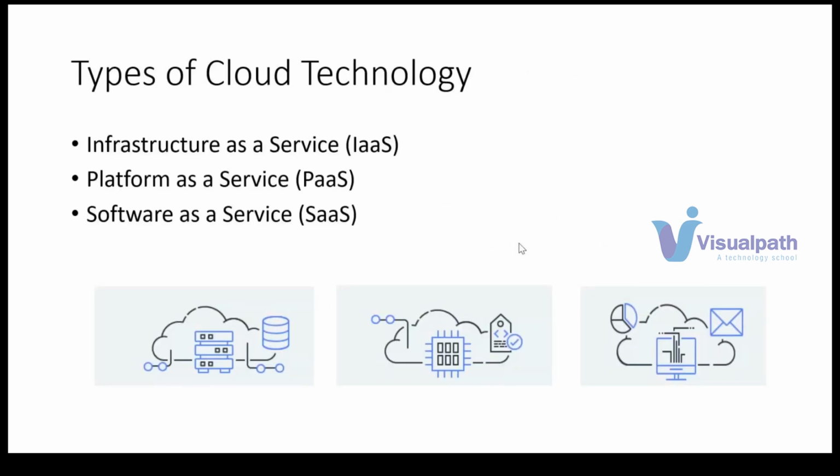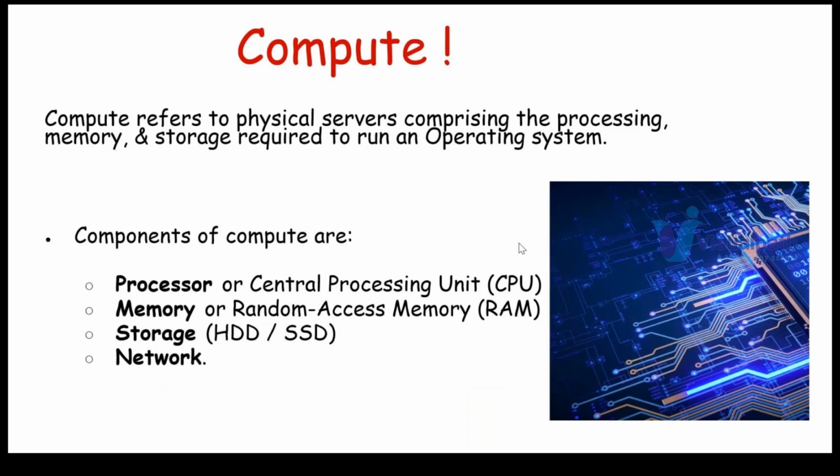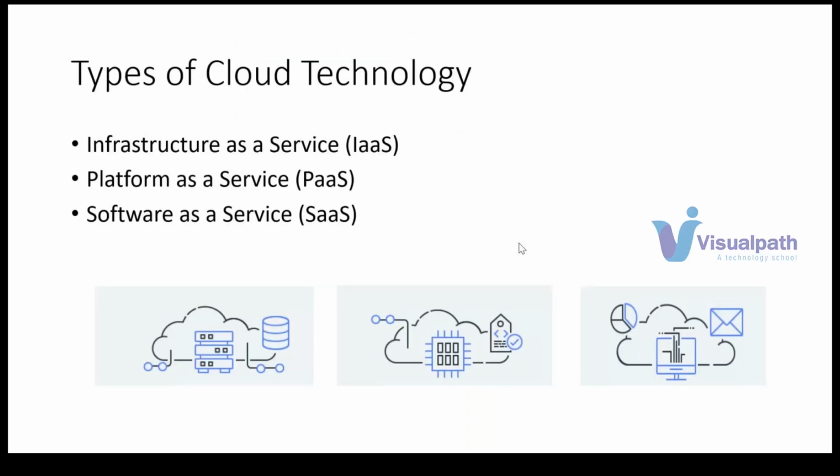Coming to the cloud, there are three types: infrastructure as a service, platform as a service, and software as a service. We all know these, IaaS, PaaS, and SaaS. Based on the requirement, if you need infrastructure, then we go for IaaS. If you need platform kind of services, then you go for PaaS. And in software, suppose you need any software to run, then that is also managed by SaaS.